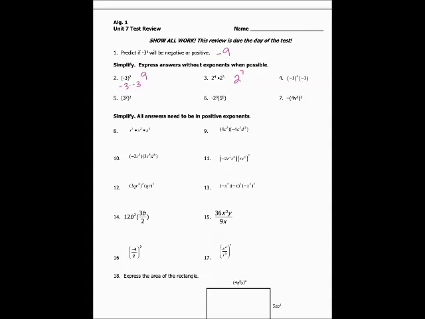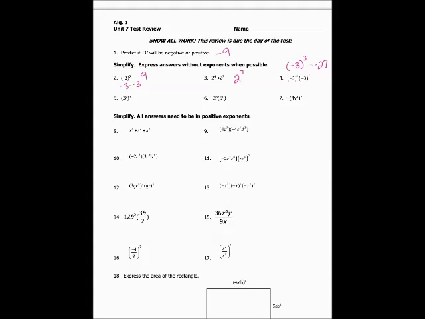Then on number 4, we can keep our base of negative 3. Probably a good idea to go ahead and put that in parentheses. We can add our exponents, and we have 2 plus 1 is 3 as our exponent. So if we were to evaluate that, that would end up being negative 27.